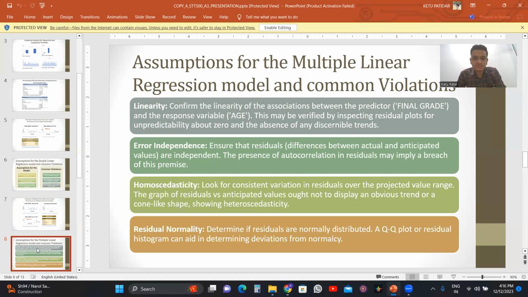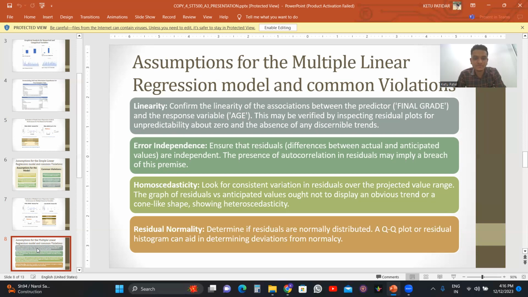Error independence: ensure that the residuals, the differences between actual and anticipated values, are independent. The presence of autocorrelation in residuals may imply a breach of this premise. Homoscedasticity: look for consistent variation in residuals over the projected value range.